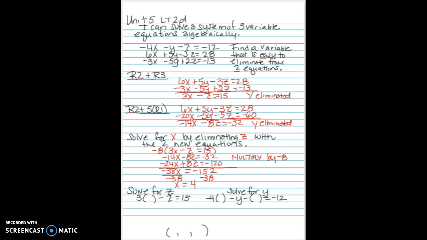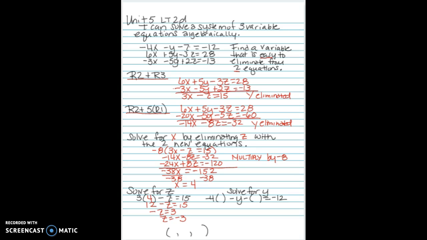Now my next step is to solve for z. I'm going to solve for z next because I do actually have two equations that only have an x and a z in them. So I will use substitution. I'm going to use the equation 3x minus z equals 15, but I'm going to substitute 4 in place of x. So 3 times 4 minus z equals 15. 3 times 4 is 12, minus z equals 15. Subtracting 12 from both sides, I have negative z equals 3. Dividing both sides by negative 1, z equals negative 3.